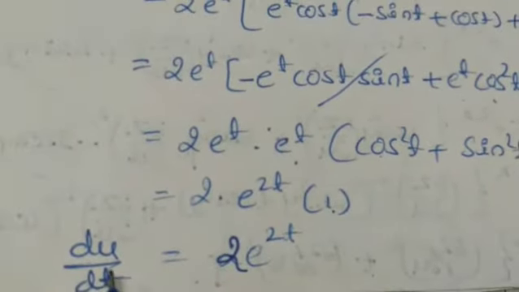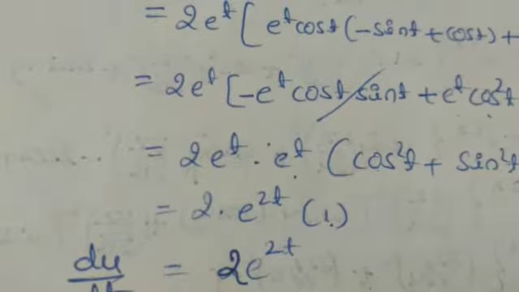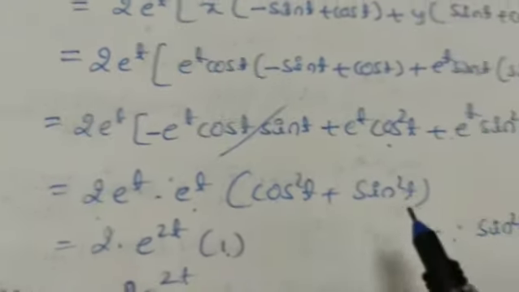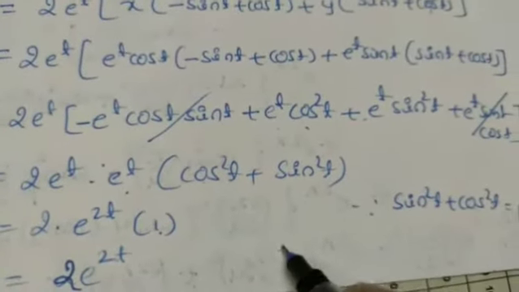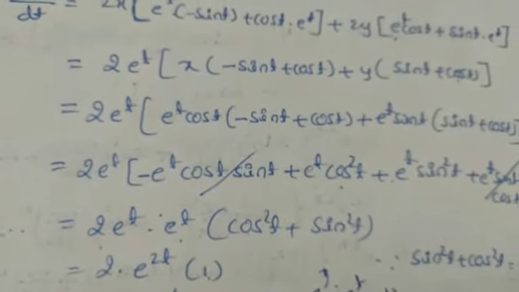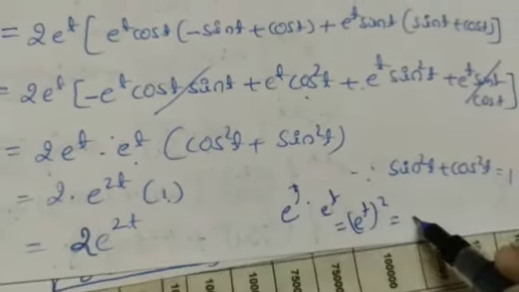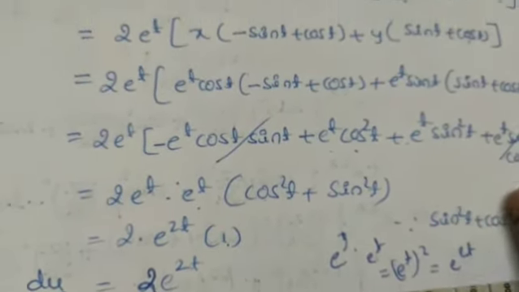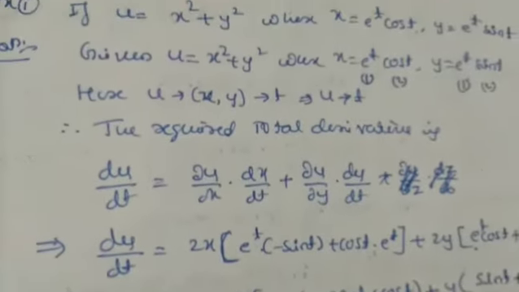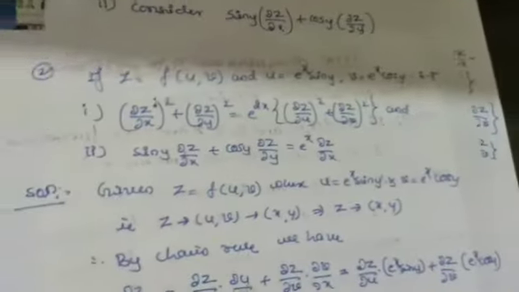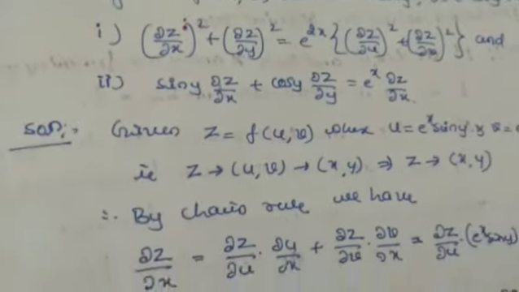Therefore du by dt is equal to 2 into e raised to 2t, because e raised to t into e raised to t is equal to e raised to t whole square, which is nothing but e raised to 2t. We know a raised to m whole raised to n is a raised to m into n. So this is the solution, this is the total derivative of u with given x and y in terms of t. This is the first case we studied. Let us take one more example.